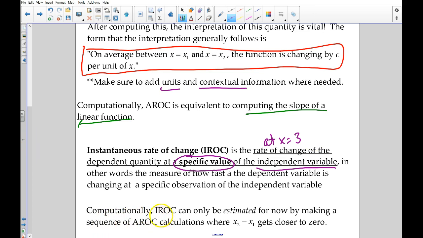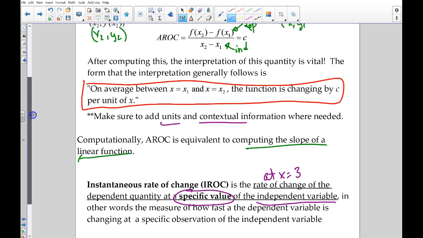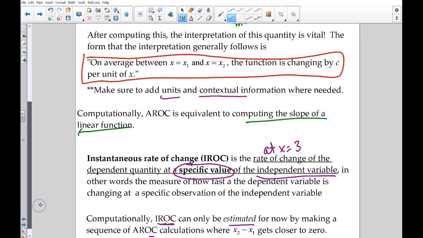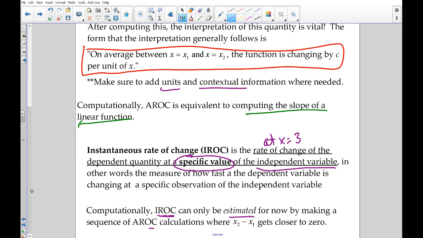But to compute instantaneous rate of change, at this point we don't have enough tools. Usually when you study derivatives, derivatives allow you to compute this precisely. Right now we're just going to estimate it by making a sequence of average rate of change calculations where that quantity on the bottom, that interval, becomes smaller and smaller. When we make that smaller, we get a more accurate idea of what the instantaneous rate of change is.